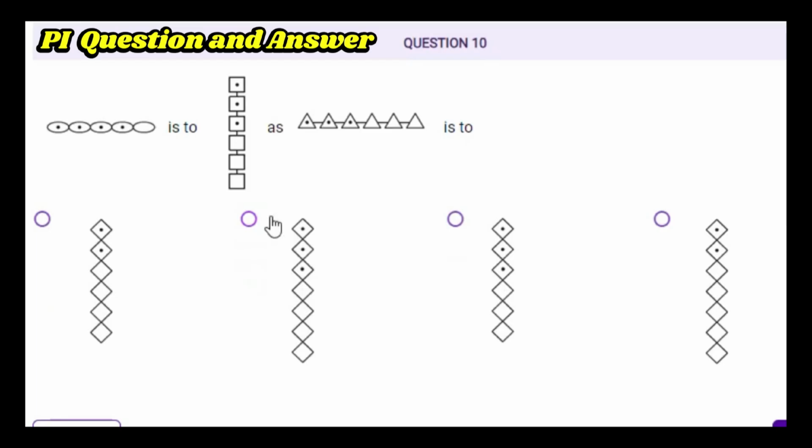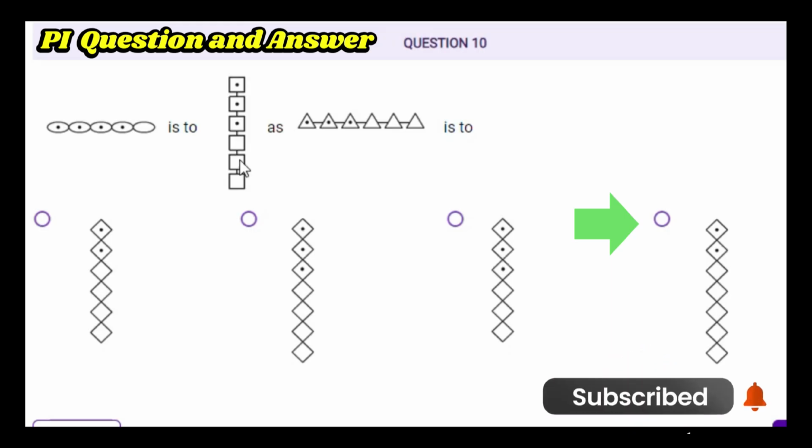Correct answer: the 4th option from the left. It has 7 diamonds total and 2 of them have dots, matching the pattern exactly. Final answer, option 4, the 4th set of diamonds from the left. Explanation: as the number of shapes increases by 1, the number of dots decreases by 1. Ovals, 5 shapes, 4 dots. Squares, 6 shapes, 3 dots. Triangles, 6 shapes, 3 dots. So the next group must have 7 shapes and 2 dots. Only the 4th option shows this correctly.